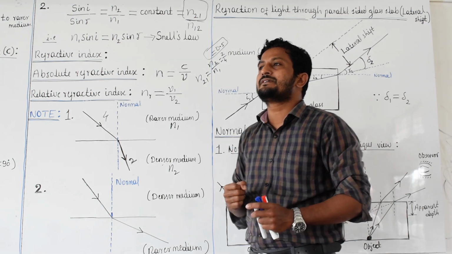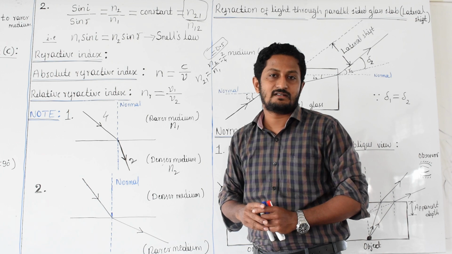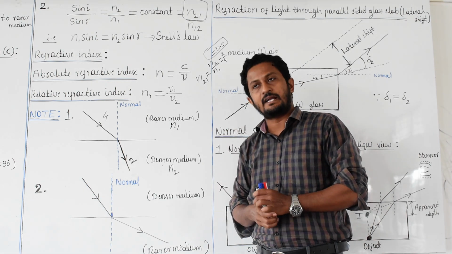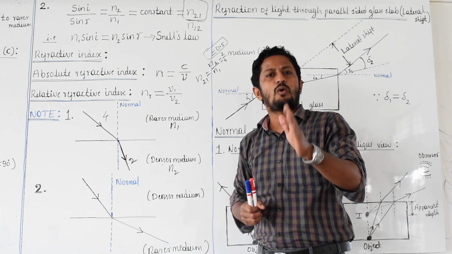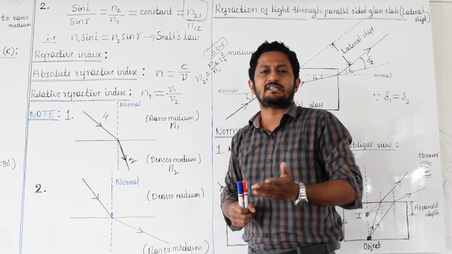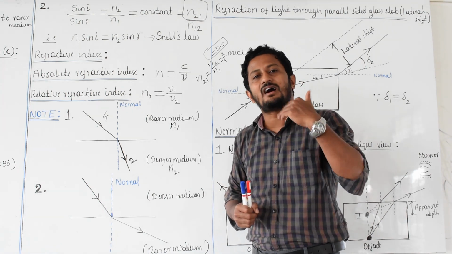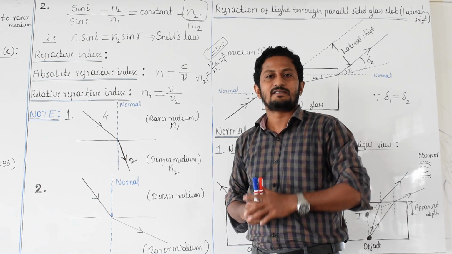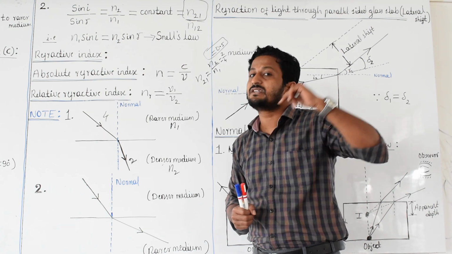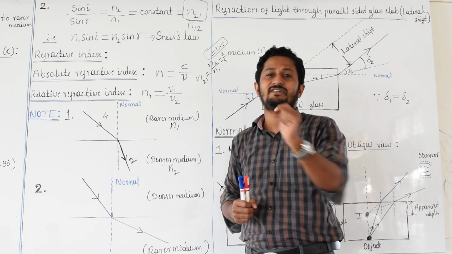For example, we say that the refractive index of glass with respect to air is 1.5, and the refractive index of water with respect to air is 1.33. What are these values indicating? What are these values telling exactly? The refractive index of glass with respect to air is 1.5. What is this 1.5 telling?